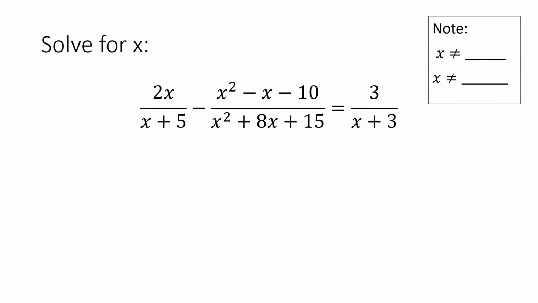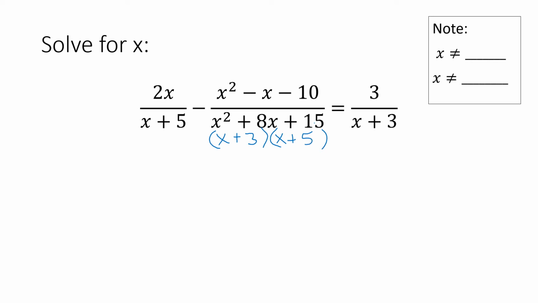All right, things get a little bit more complicated here. I've got a lot going on. And remember, the whole idea is we want to get a common denominator. So right now I've got 3 different denominators. It would be helpful though if I could factor this middle one and kind of look at what I've got. So what I've got is x times x, and then what multiplies to 15 and adds up to 8 would be x plus 3 and x plus 5.